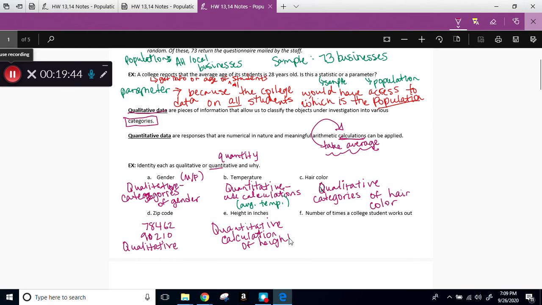Okay, last one. Number of times a college student works out. So maybe they took a survey and a bunch of kids filled out the survey. This kid over here works out 5 times a week. This kid 1 time a week. This kid doesn't. And then you can take all that and come up with the average college student spends about 1.2 hours working out, or maybe you come up with something for the week. Average is about 2 to 3 hours of exercise per week or something like that. So that's quantitative.